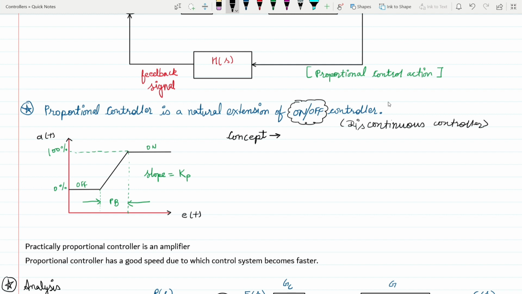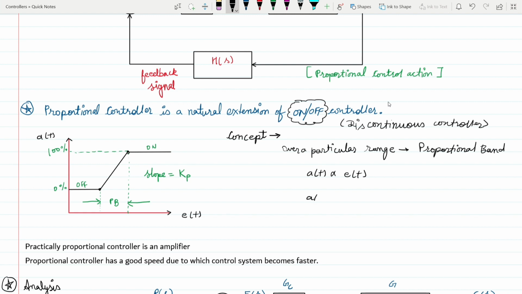As you can see in this diagram, for this particular range, from here to here, A of t is proportional to E of t. Over a particular range, A of t is proportional to E of t, and this range we call the proportional band. So in this proportional band range, A of t is proportional to E of t, where A of t is the actuating signal and E of t is the error signal.